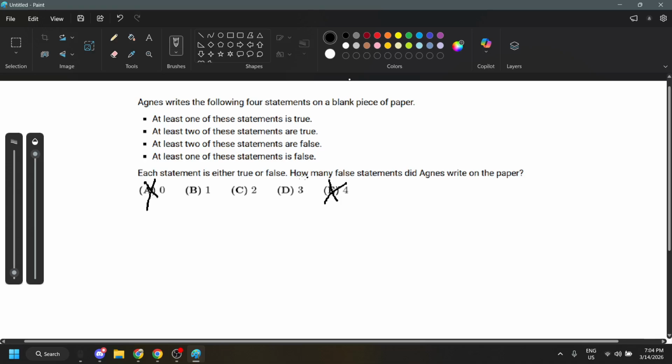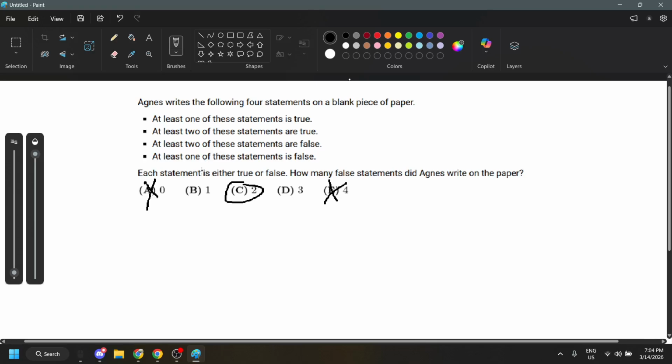Isn't it like C though? Why? Because two of them say at least two, and then the other ones say at least two, so we know it's like at least two. Okay, yeah, I honestly don't know the answer right now. So, can I go through it and try to see? Alright, well, I think it's C because C is the best one to answer on the bubble sheet.